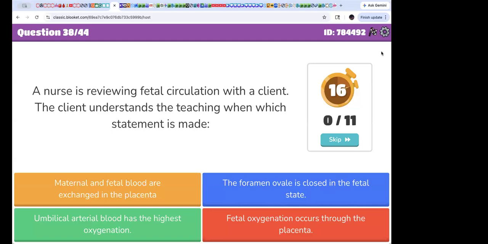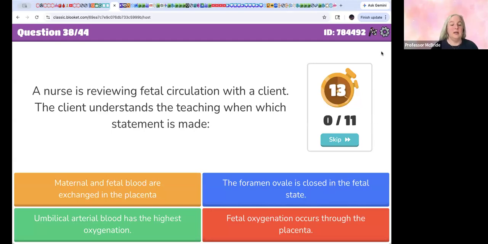A nurse is reviewing fetal circulation. The client understands the teaching when which statement is made.